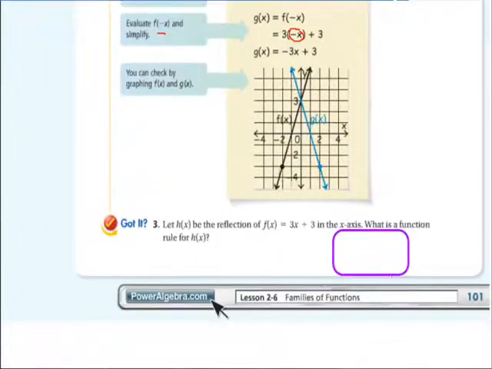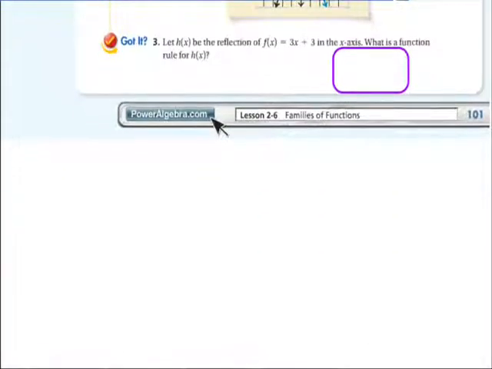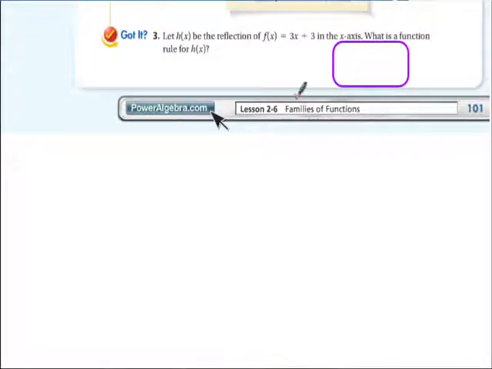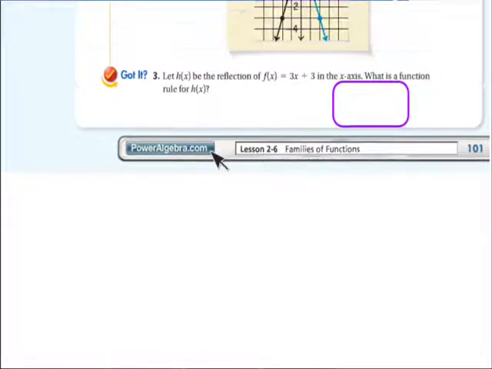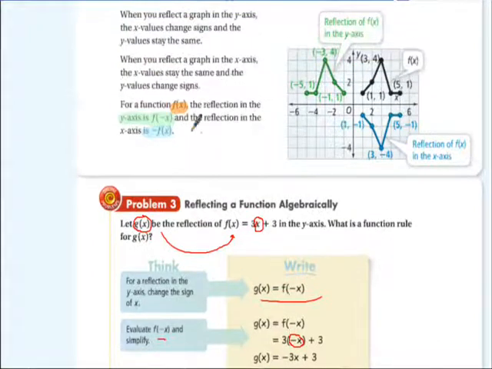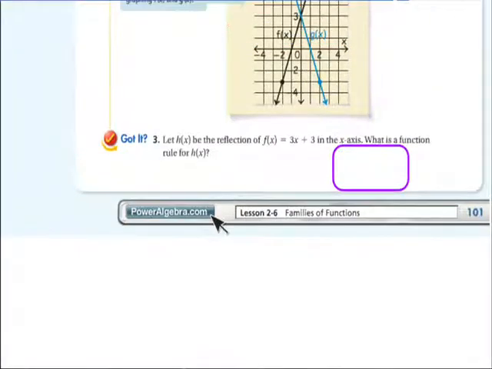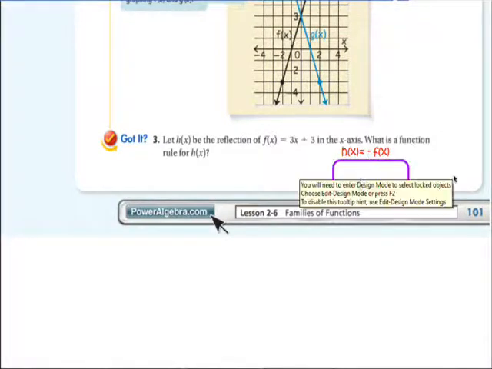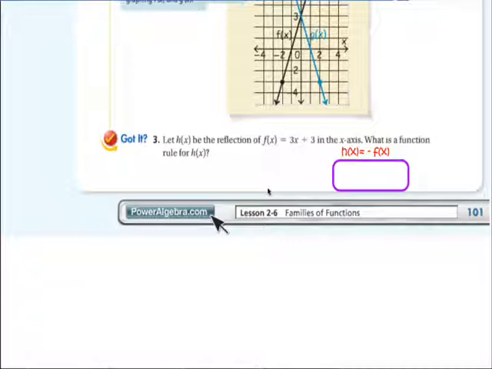Let's take a look at number 3. Let h of x be the reflection of f of x equals 3x plus 3 in the x-axis. What is the function rule for h of x? Well, hopefully you're thinking, in the x-axis it was different. We make the whole thing negative. So if you make the whole thing negative, how would we rewrite this? Well, h of x is negative f of x.